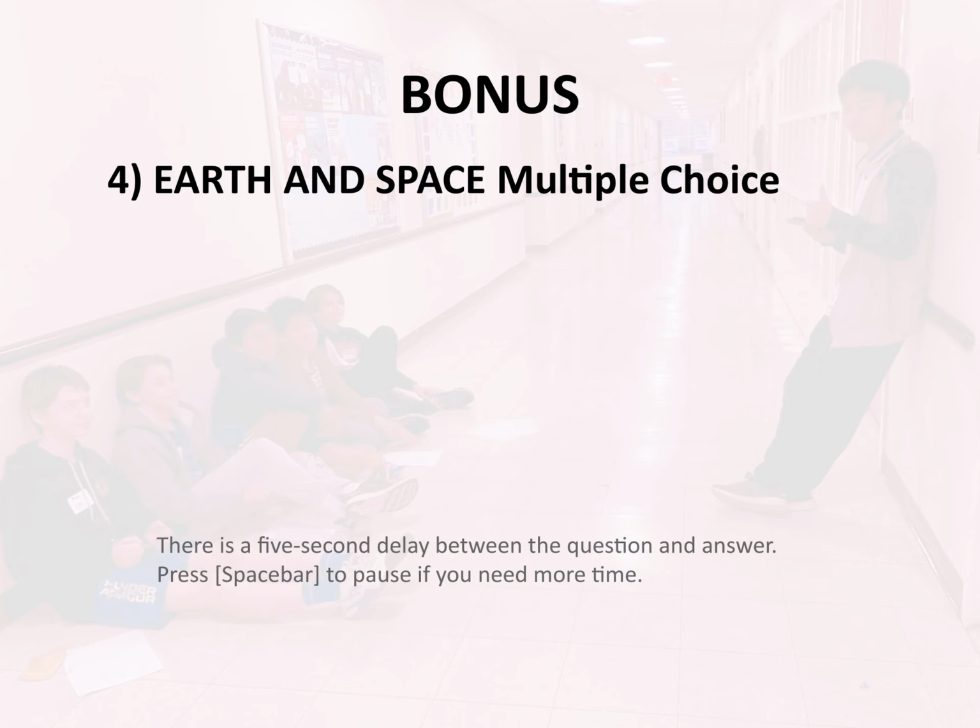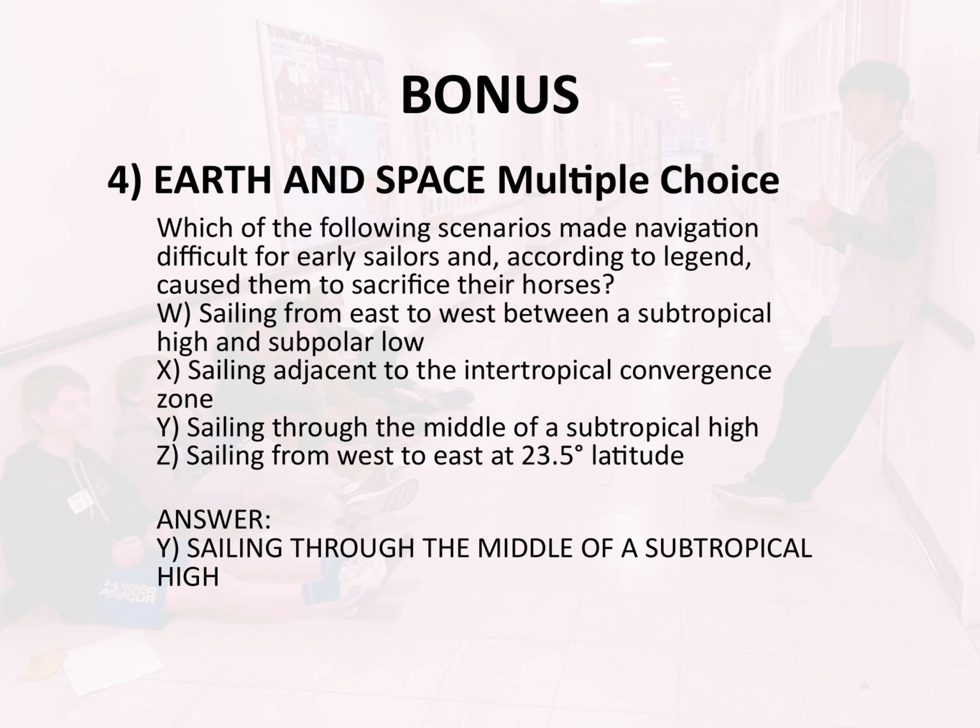Bonus 4. Earth and space. Multiple choice. Which of the following scenarios made navigation difficult for early sailors and, according to legend, caused them to sacrifice their horses? W. Sailing from east to west between a subtropical high and subpolar low, X. Sailing adjacent to the intertropical convergence zone. Y. Sailing through the middle of a subtropical high. Z. Sailing from west to east at 23.5 degrees latitude. Answer: Y. Sailing through the middle of a subtropical high.